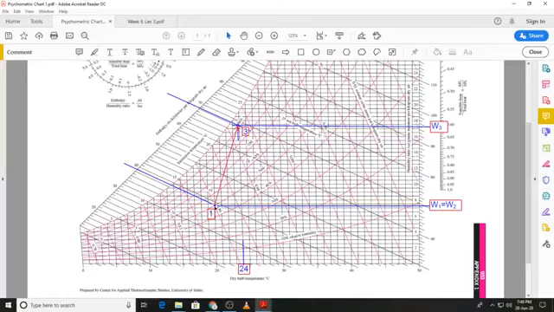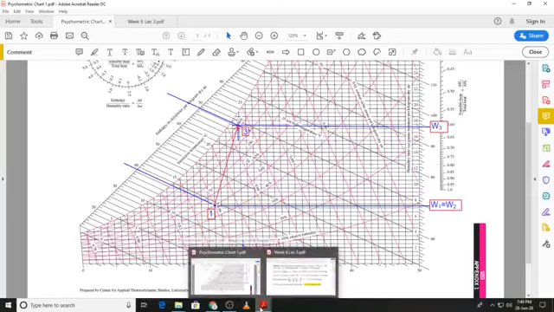So that's state 1. At state 1 we can read the humidity ratio, that is W1, which comes out to be around 7.3 grams per kilogram dry air, which you can convert into kilogram per kilogram dry air by dividing it by 1000. At the same point you can see that the specific enthalpy is 39 kilojoule per kilogram dry air. So that is the first thing that you will do when you move to the actual psychrometric chart.